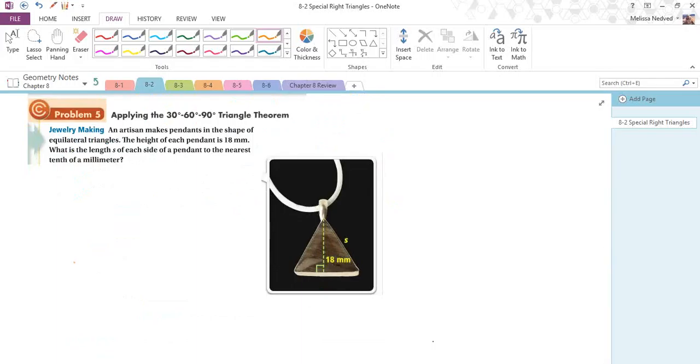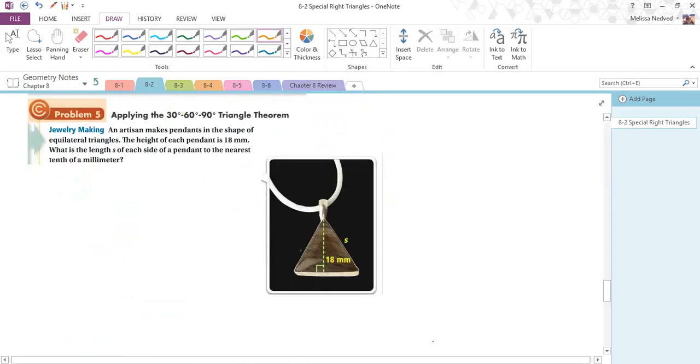It says an artisan makes pendants in the shape of equilateral triangles. The height of each pendant is 18 millimeters. What is the length S of each side of the pendant to the nearest tenth of a millimeter? So I've got my pendant here, and other than the title up here, applying the 30, 60, 90, I'm not really shown anything on that picture about this triangle.